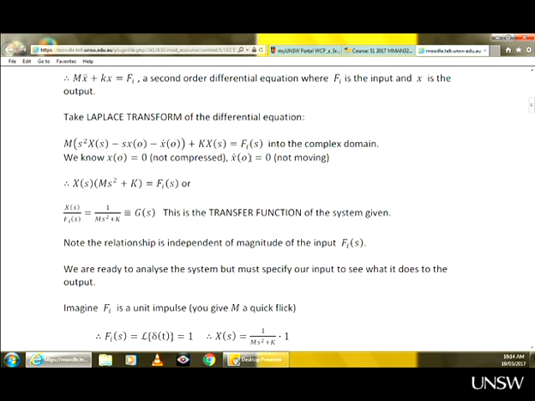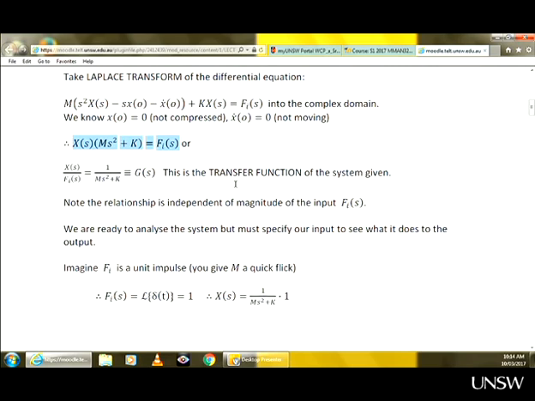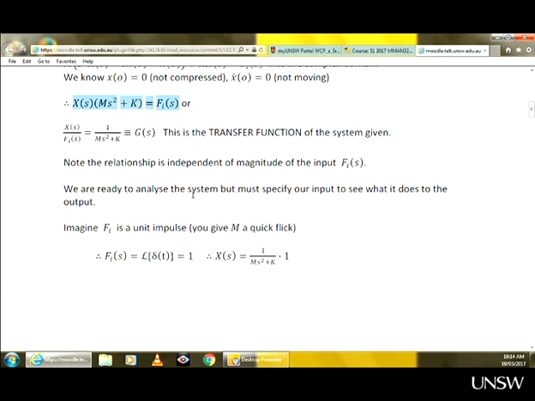Now we get a very simple expression. In the s domain, transfer function by definition is output over input. Therefore, X of s over Fi of s. And that will be 1 over m s squared plus k. Okay. So this is the transfer function.